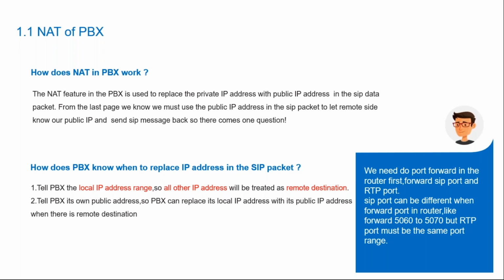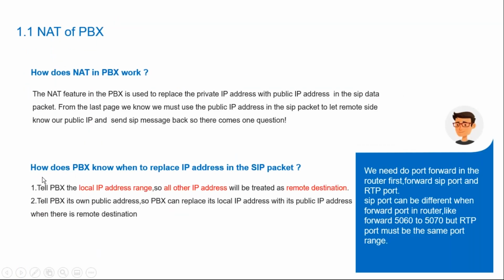From the last page, we know we must use the public IP address in the SIP packet to let the remote side know our public IP and send the SIP message back to us. That's it. So if you never configure NAT, you will probably send packets to the private IP address, which is 192, blah, blah, blah. That IP address doesn't make sense in the public network. So absolutely, your packets will go somewhere you don't even know, right? That's why we need NAT. Okay. So let's give it a check here. By the way, you guys can also see this.